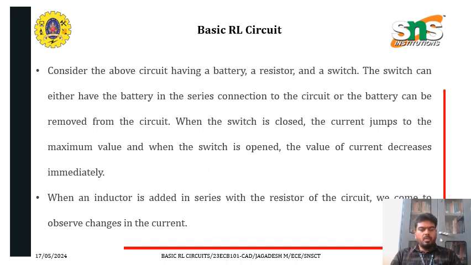So consider the above circuit diagram having a battery, a resistor, and a switch. The switch can either have the battery in series connection to the circuit, or the battery can be removed from the circuit. When the switch is closed, the current jumps to the maximum value, and when the switch is opened, the value of the current decreases immediately. When an inductor is added in series with the resistor of the circuit, we come to observe changes in the current.